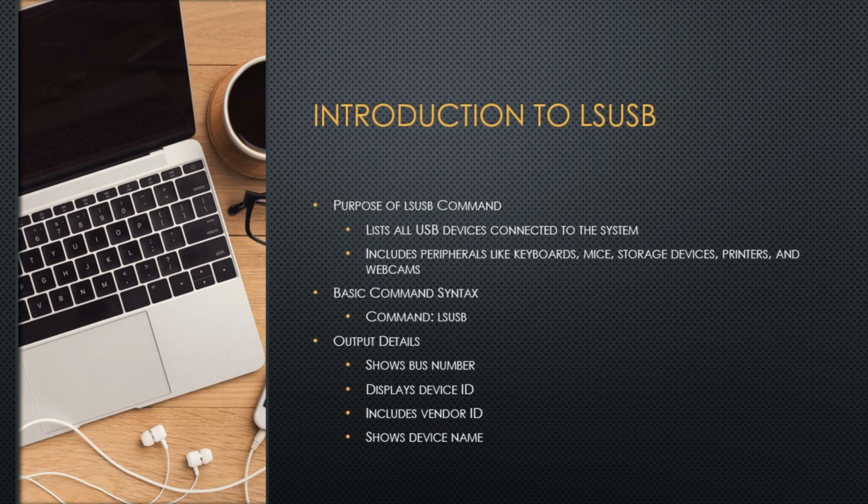The lsusb command lists all USB devices connected to the system. USB devices include peripherals like keyboards, mice, storage devices, printers, and webcams. The basic command is lsusb. This command outputs a list of all USB devices currently connected to the system, showing the bus number, device ID, vendor ID, and device name.